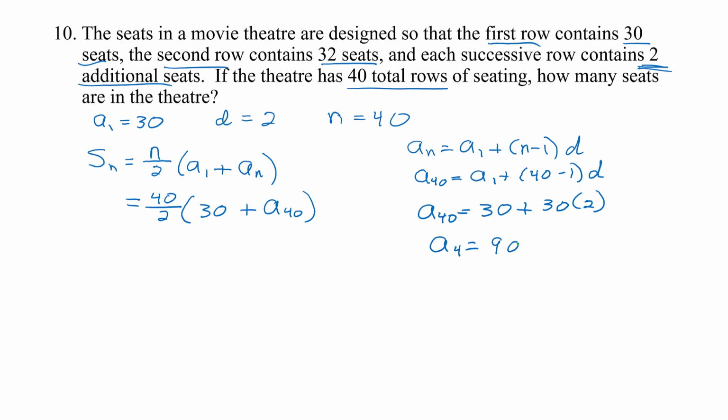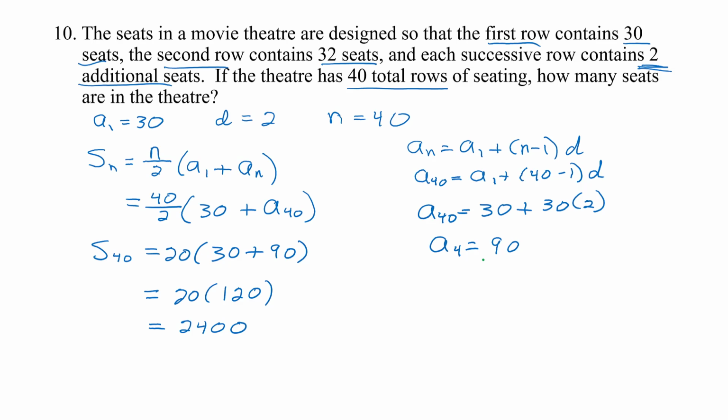So going back to our formula for finding our sum of the seats in the first 40 rows, we'd have 20 times 30 plus 90. We have 20 times 120. And so that would be what? 2,400, 2,400 seats. And that doesn't look right. I think I've made a mistake somewhere. What did I do here?